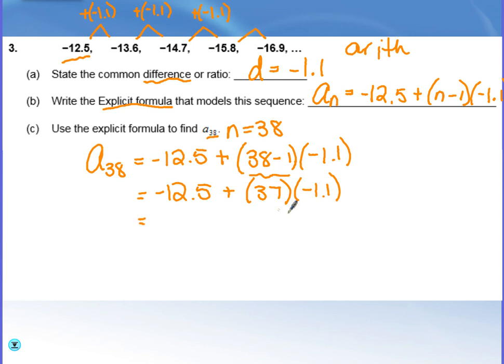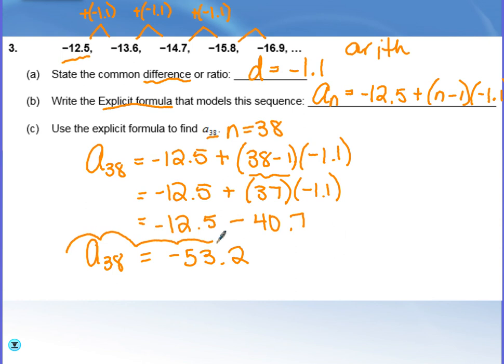Similar to before, we must multiply these two first, so we are following our rules of PEMDAS. We end up with negative 12.5, and this is going to end up being a negative, so I will write minus, and test it out on your calculators. It is negative 40.7. So, negative 12.5 minus 40.7 comes to negative 53.2. Which means the 38th term of this sequence, if we continued the pattern, would be negative 53.2, or 2/10. And let's just fill this in on each line.